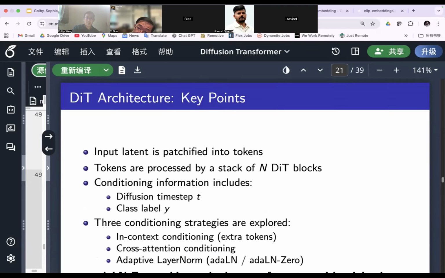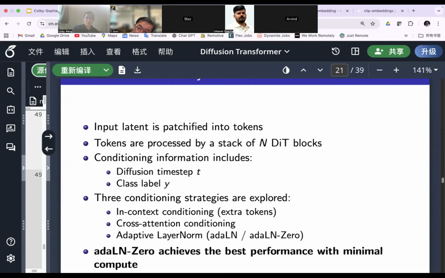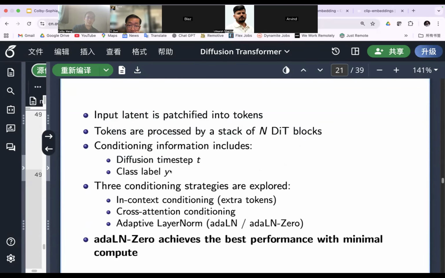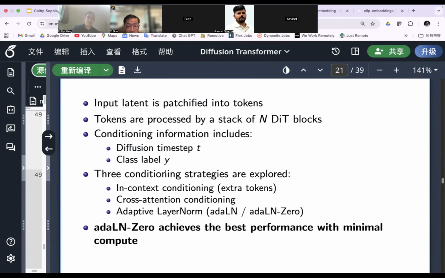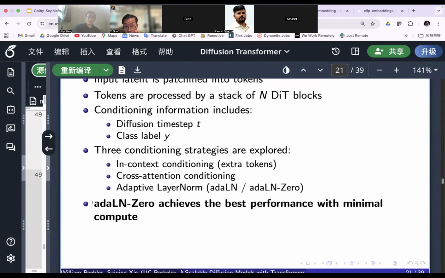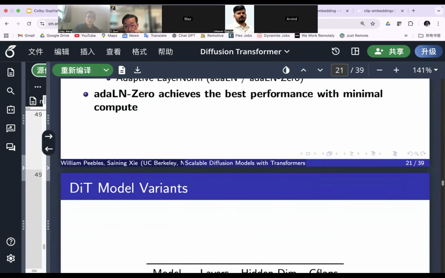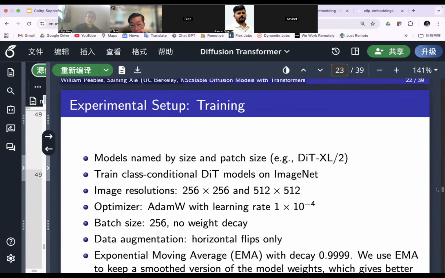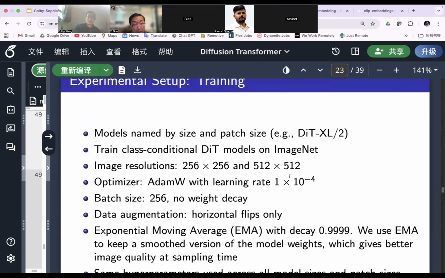So what happens next? To summarize the key points here, we first patchify the input latent vector into tokens. We pass the tokens into a bunch of transformer blocks, and we inject conditioning from time step and class label or text. We introduced three ways for introducing the conditioning, and adaLN-Zero, the adaptive layer norm zero, achieved the best performance. And so now finally we can talk about experiments.